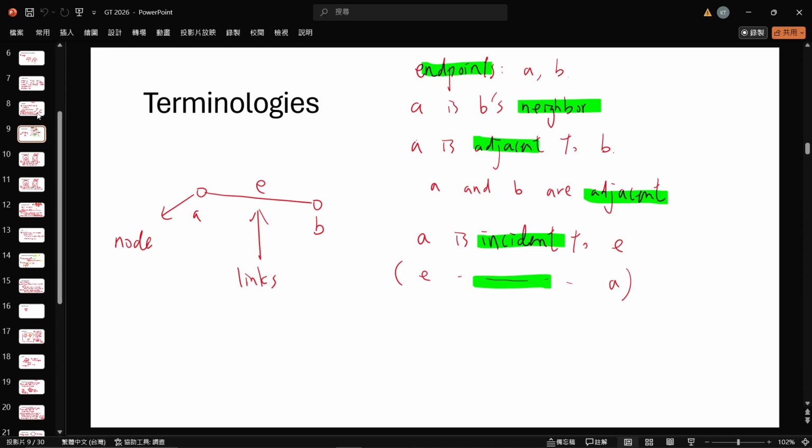And a few important terminologies, like endpoints. Given an edge, the two vertices here are called endpoints. We also discussed neighbors. If A is B's neighbor, then this means there's an edge between them. In this case, we can also say that A is adjacent to B or B is adjacent to A. And to describe the relationship between an edge and a vertex when they are connected to each other, we use the word incident. So an edge E is incident to A.